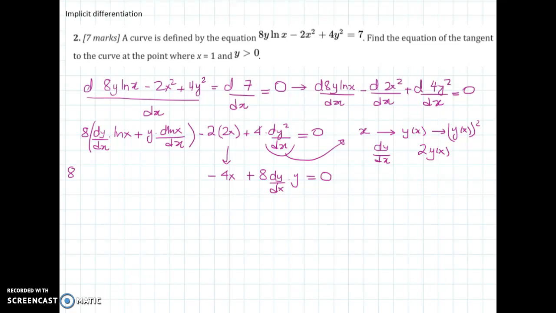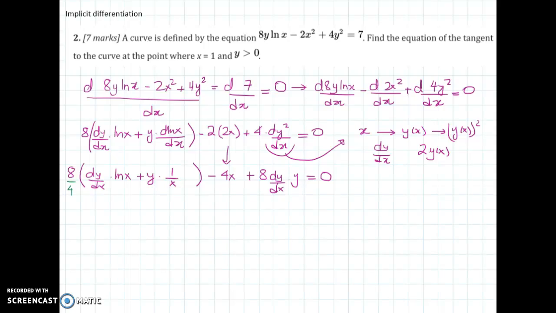So let's focus now on the bracket with the product rule we have over here. We have dy dx times logarithm of x plus y times, and now we need to take the derivative of the logarithm of x with respect to x, and that's 1 over x. So we're done taking derivatives. We may want to write this a little bit nicer.